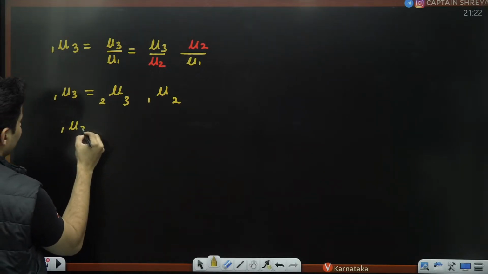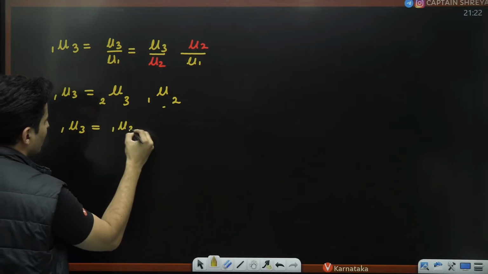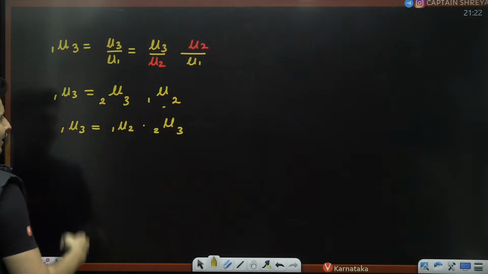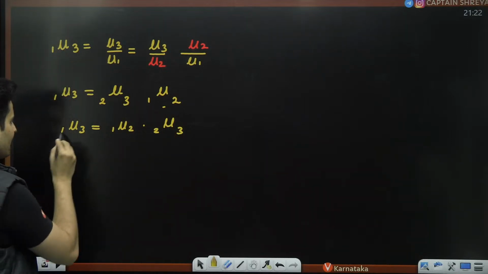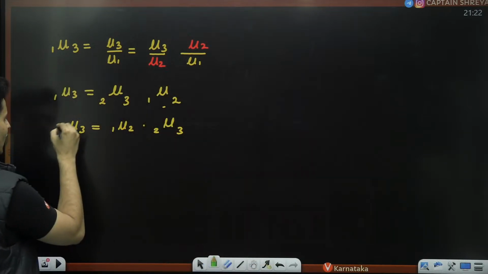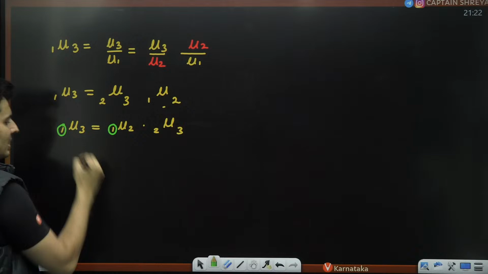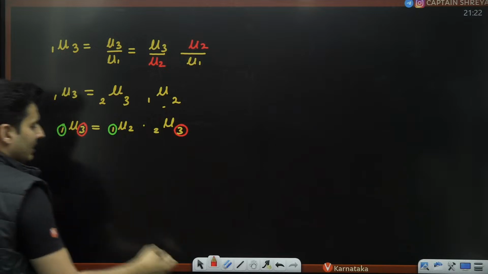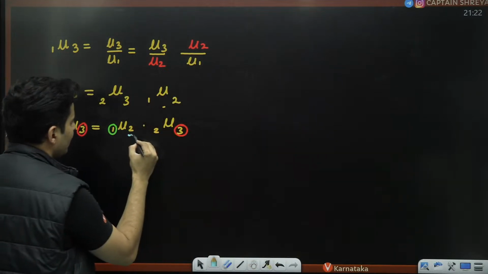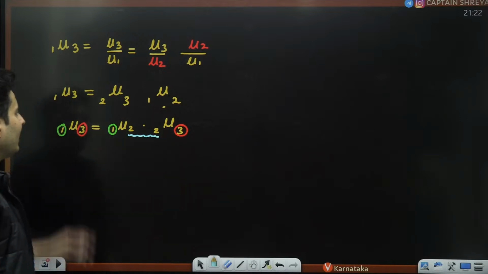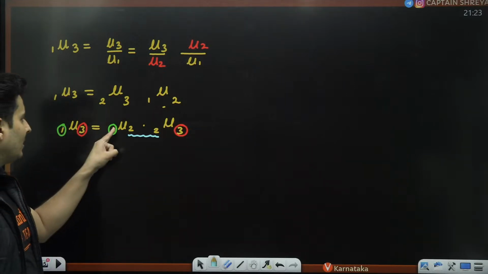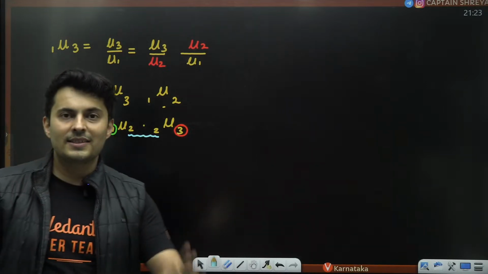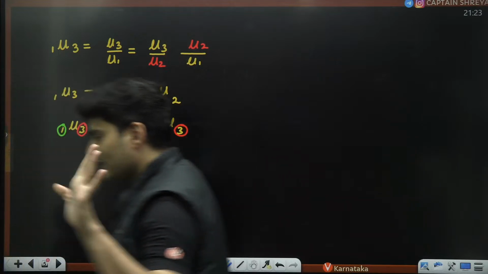You can also write it as 1μ3 equals 1μ2 multiplied by 2μ3. How to remember this? Very easy. What was the starting number? It was 1, so it starts with 1. What was the ending number? It was 3, and this is also 3. What is that middle number over here? That was the number 2. So automatically you can write it like this. Whatever is the first one comes first, the last one comes last, and in the middle, whatever is there is always going to be the same.